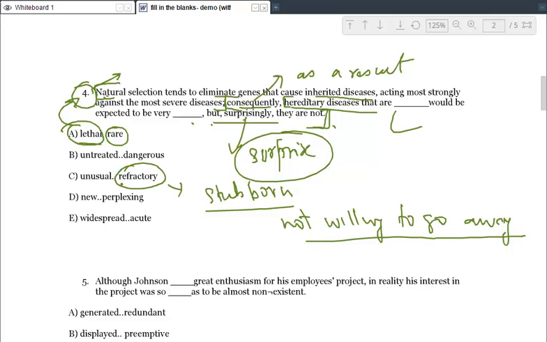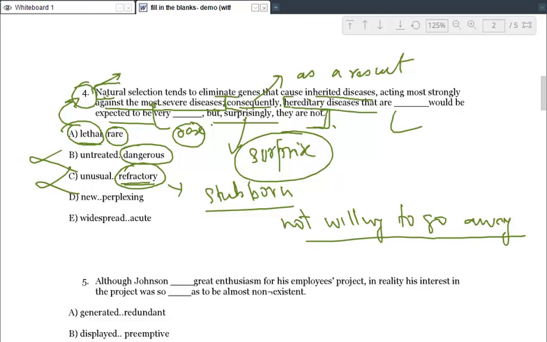So how can you say that hereditary diseases that are dash would be expected to be rare, right? You would expect them to be rare going by this principle. How would you expect them to be refractory? So C goes out. You would not expect them to be dangerous. You would expect them to be rare. Why? Because acting strongly against most severe disease. That means they would be eliminated.